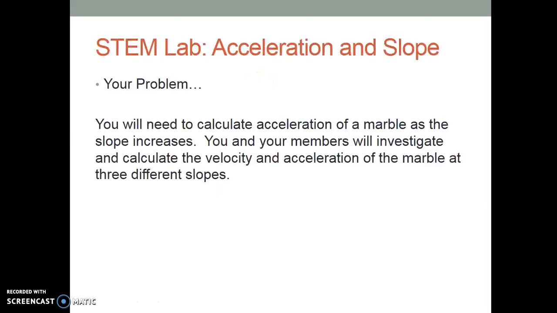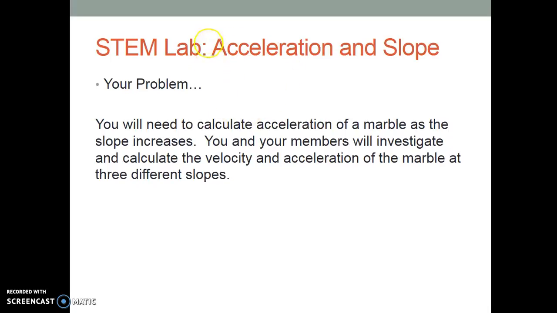Okay. So we did a quick lab in class on acceleration and slope, and you needed to calculate the acceleration of a marble as it went down the ramp when the slope increased. You and your members investigated and calculated velocity and acceleration of the marble at 3 different slopes. So we have a little bit of background with the acceleration. The first ramp, the marble didn't roll down as fast as the second ramp. So as you add books, your acceleration should increase.